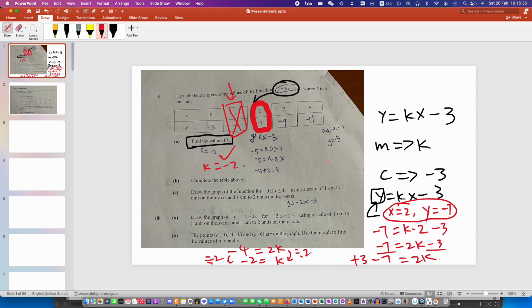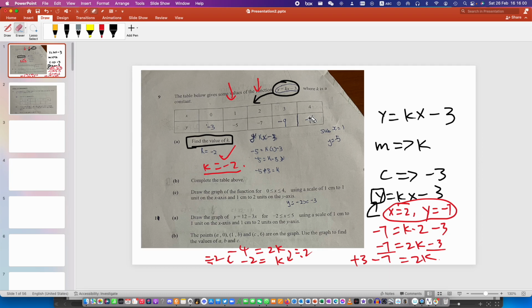So it doesn't matter which pair you use. Are you clear? Can you use this pair? Yes. No matter what, you will get k equals to -2. So do you know how to get k equals -2? Okay, good. Next. They say complete the table above. Okay, the table is completed. Next. What's next? Draw.